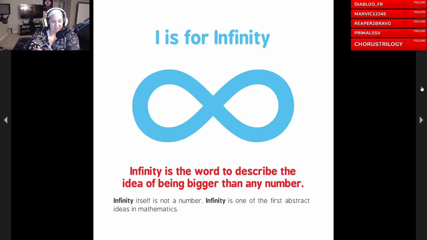I is for infinity. Infinity is the word to describe the idea of being bigger than any number. Infinity itself is not a number. Infinity is one of the first abstract ideas in mathematics.